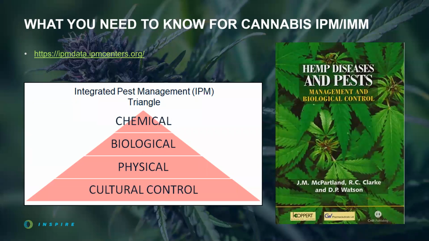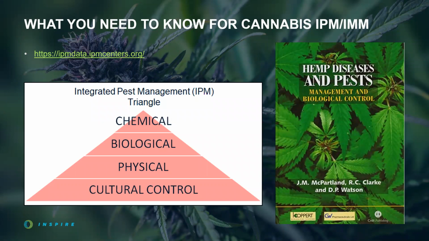The triangle on the left illustrates the progression from prevention to intervention. It starts with cultural control. That's the foundation of IPM. Cultural control is about creating an environment where plants thrive and bad bugs don't. And it's the only non-invasive option.